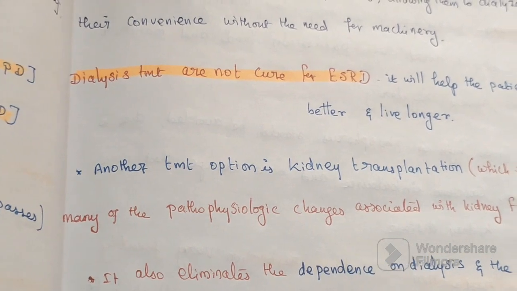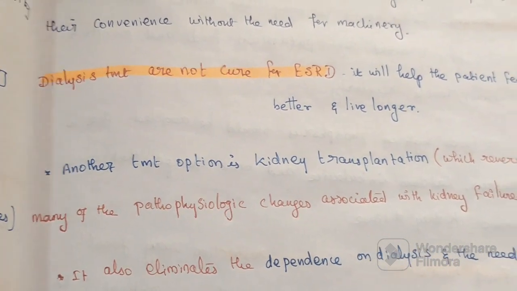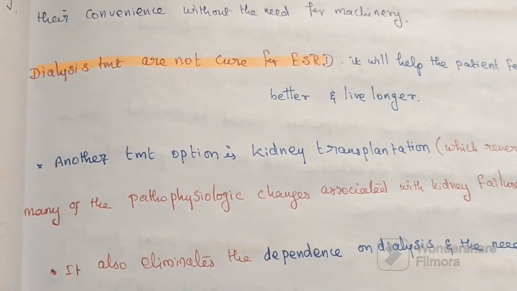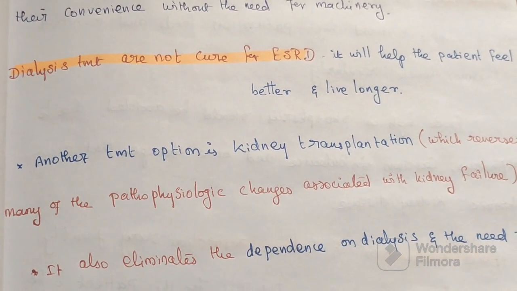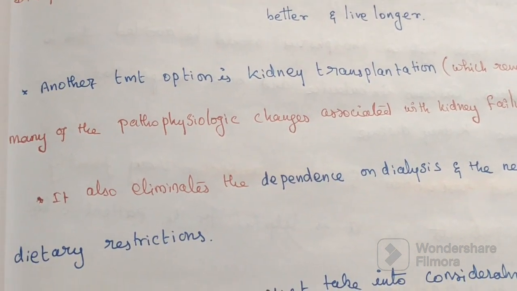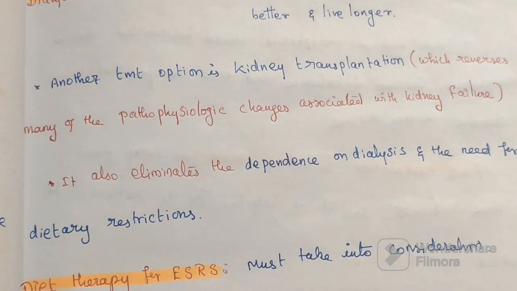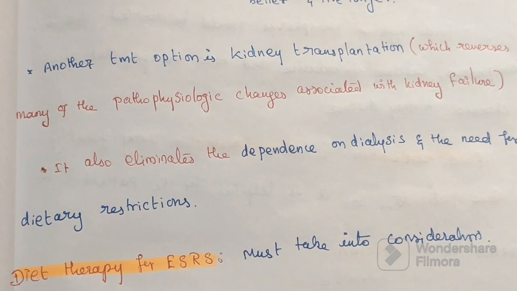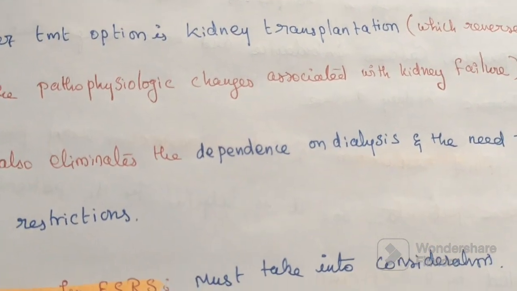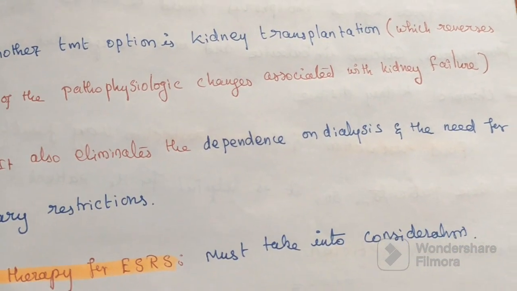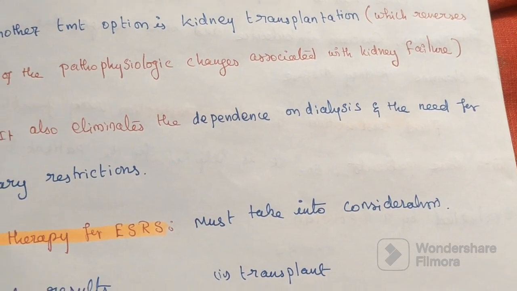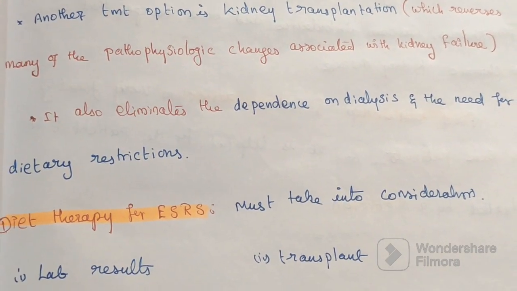Next, another treatment option is kidney transplantation, which reverses many of the pathophysiological changes associated with kidney failure. It also eliminates the dependence on dialysis and the need for dietary restriction.